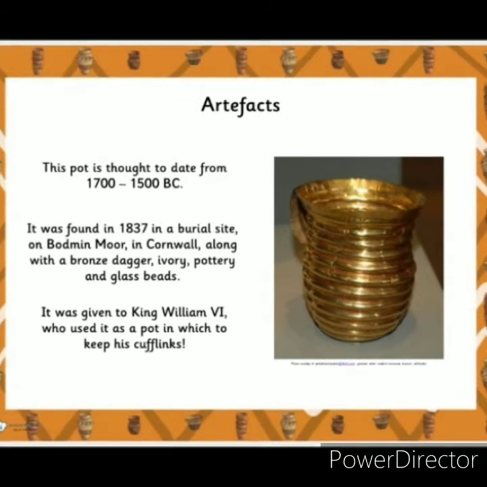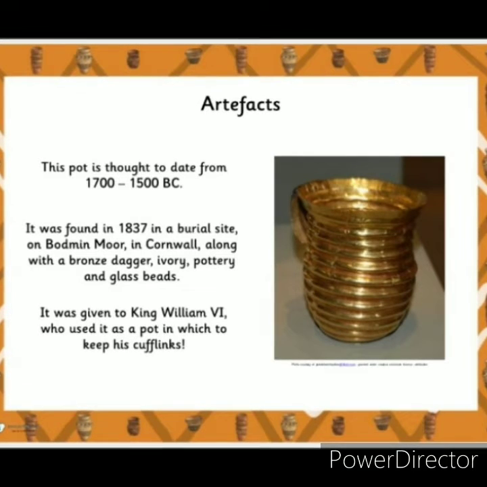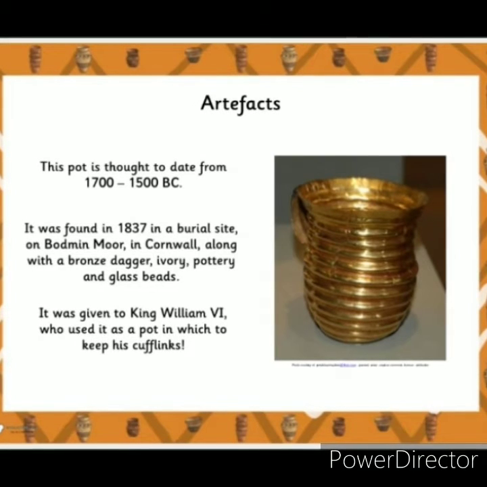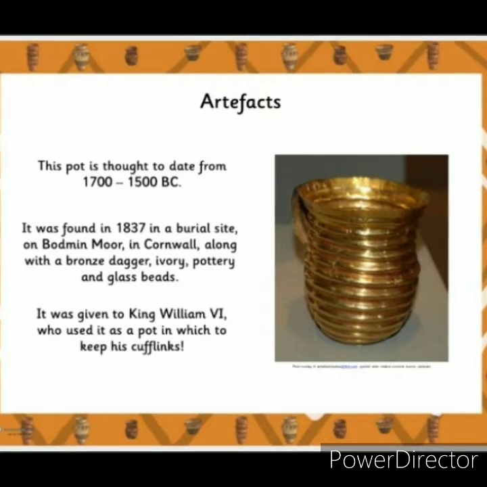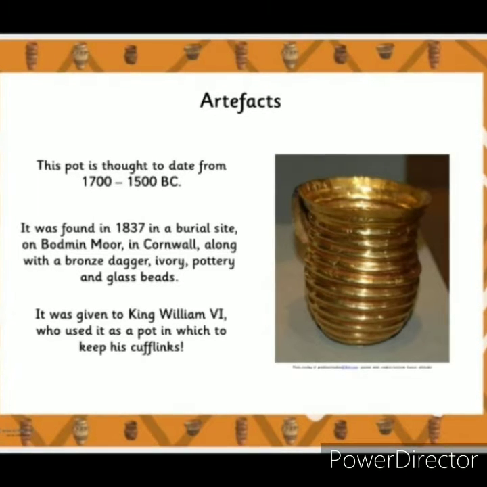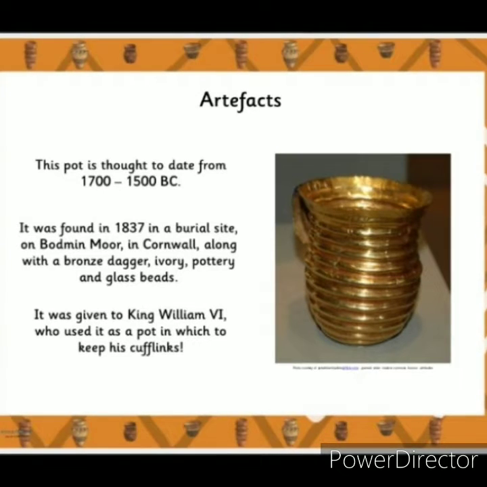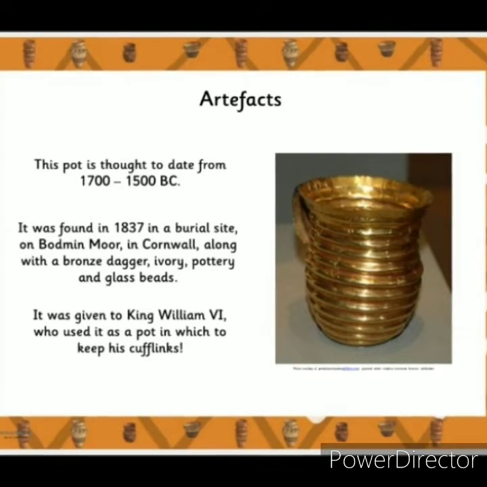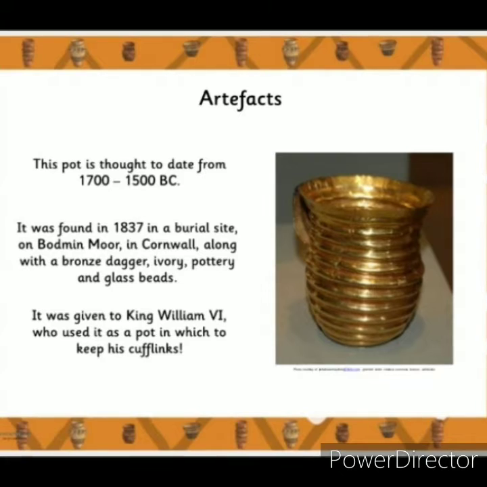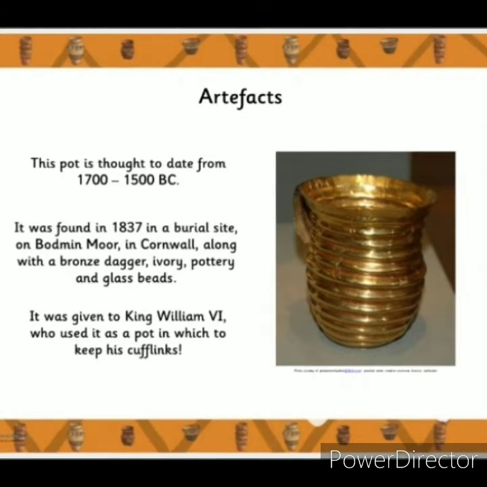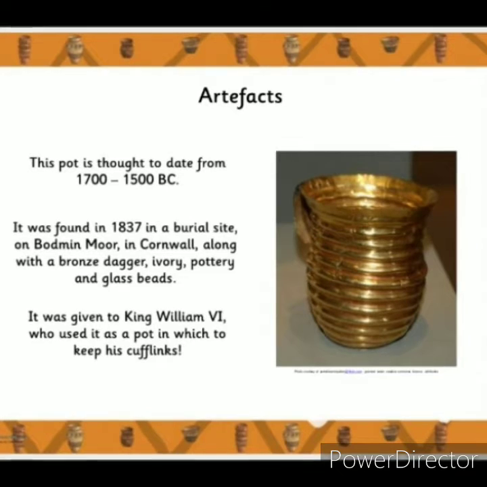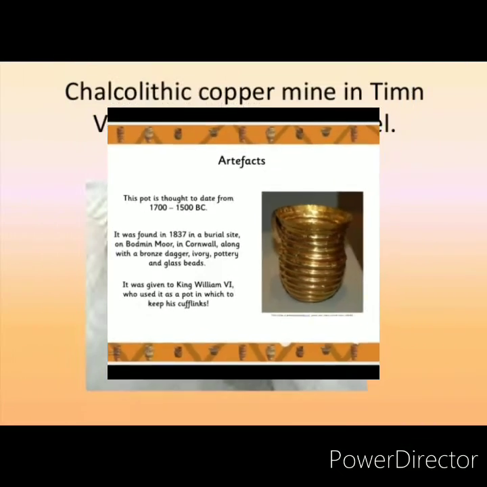So this pot is found from the burial site on Bodmin Moor in Cornwall, along with the bronze dagger, ivory, pottery and glass beads, etc. It was given to King William IV, who used it as a pot in which to keep his cufflinks, and he used it in his daily life.